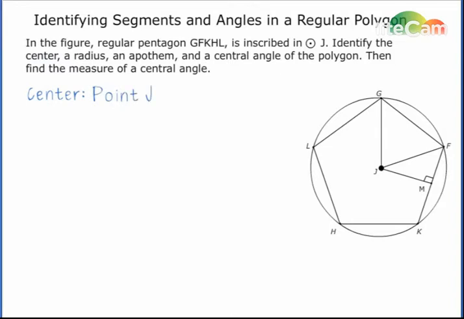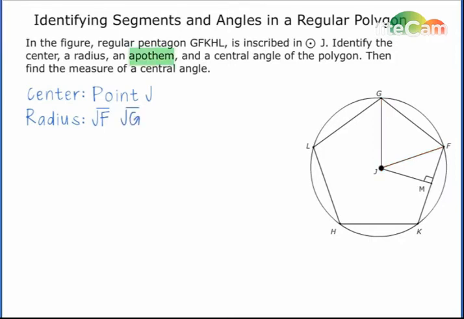Next, let's take a look at the radius. Remember, a radius begins at the center and goes to a point on the perimeter, such as this one, or this one. So we'll identify two radii. Segment JF is a radius, and segment JG is a radius.